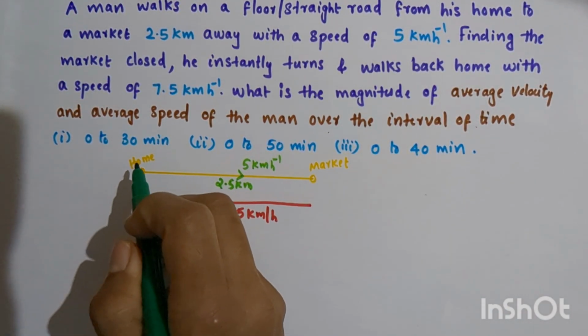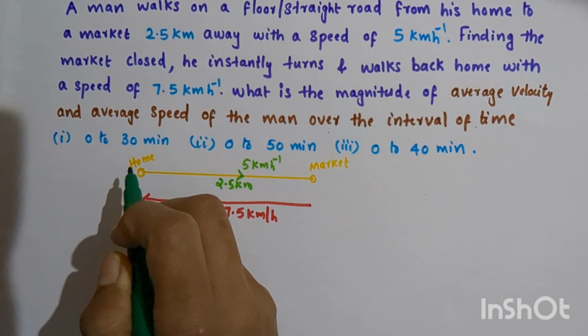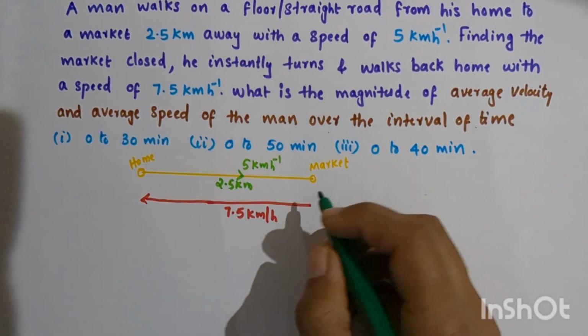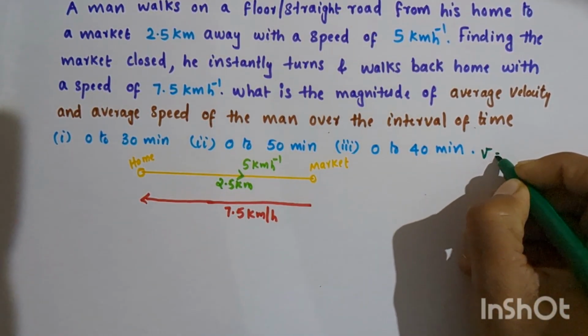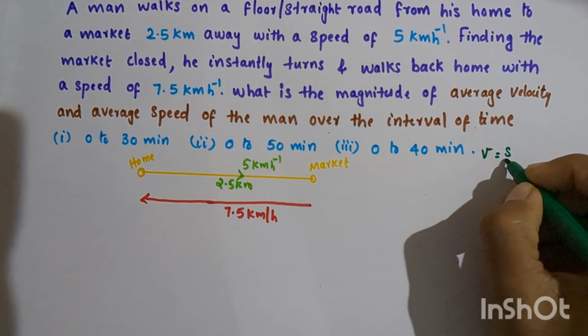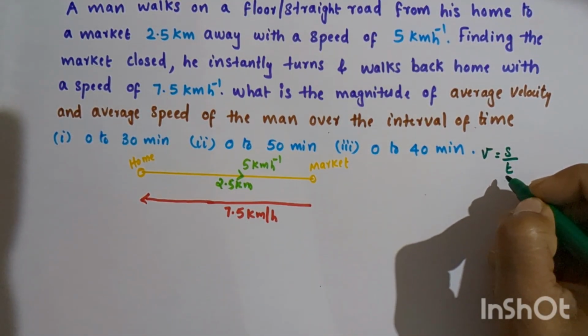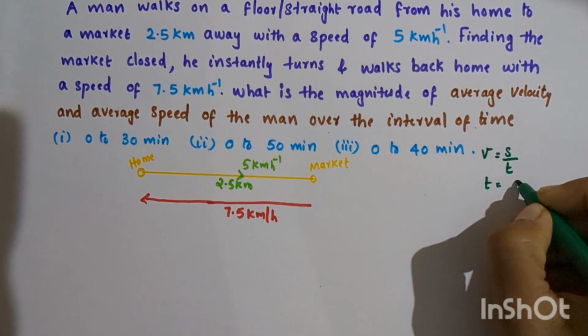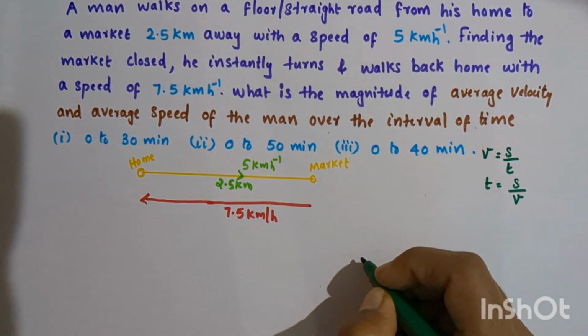Before that, let us find out the time taken by the man to reach the market from his home. We have this equation: speed v is equal to distance traveled divided by time taken. Or the time taken is equal to distance traveled divided by the speed.